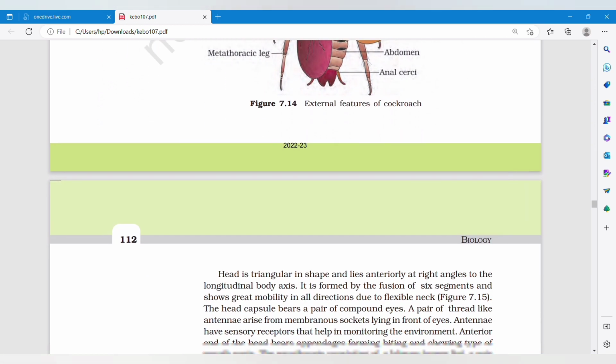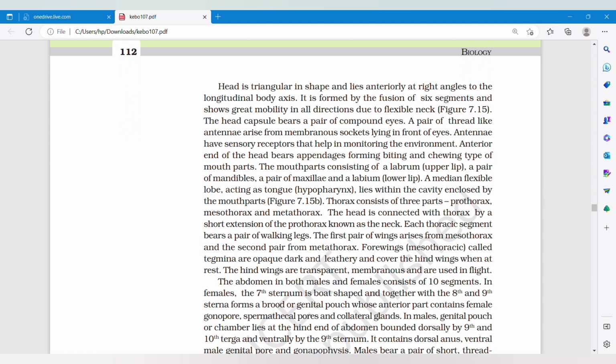Head is triangular in shape and lies anteriorly at right angles to the longitudinal body axis. It is formed by the fusion of 6 segments and shows great mobility in all directions due to a flexible neck. The head capsule bears a pair of compound eyes. A pair of thread-like antennae arises from the membranous socket in front of the eyes. Antennae have sensory receptors that help in monitoring the environment.